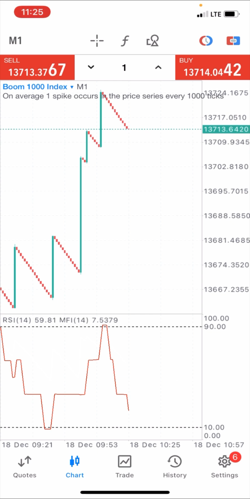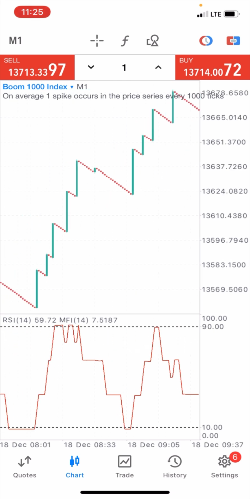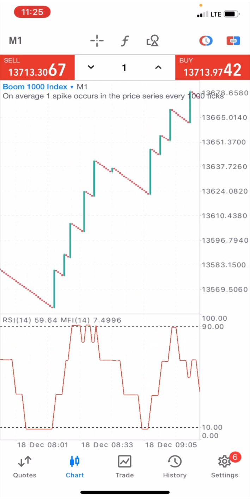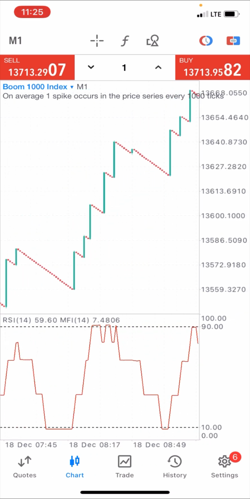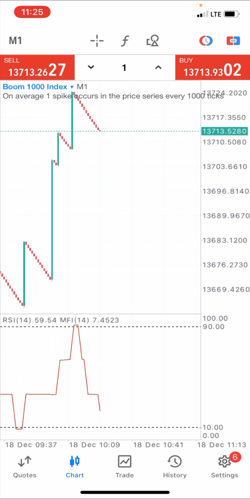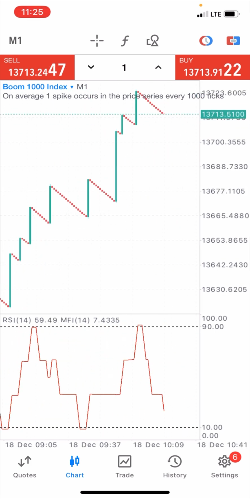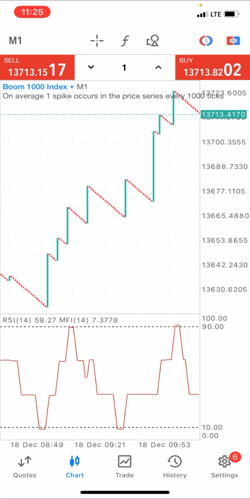All right, so now we have our indicators on our chart. You can see we have it clearly on our chart right now. It's very easy to catch spikes using this strategy. So how do you do that? How do you catch spikes using this strategy?